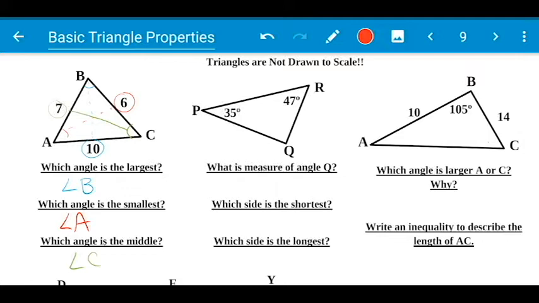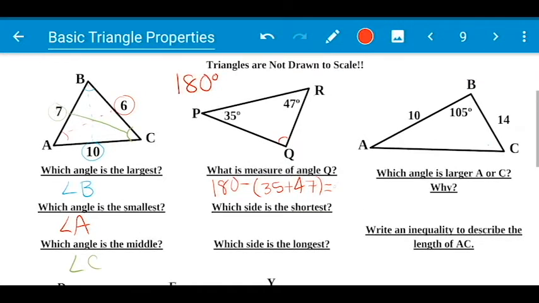So we don't have our angle for Q. So how do we figure out the angle for Q? Well, we know that all of the angles in a triangle add to a total of 180 degrees. So if we already have angle P and angle R, we add them together and subtract from 180 and we get our angle Q. So we take 180 minus (35 plus 47), and that gives us angle Q is going to be a measure of 98. All right, so now we have a measure of 98 for Q, so let's go ahead and write in 98 degrees here.